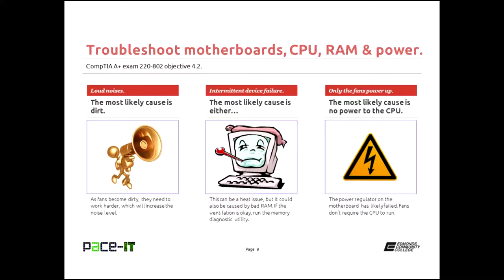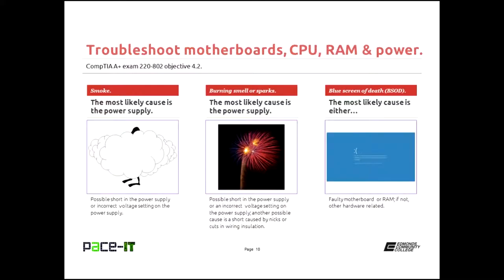So you hit the power button and only your case fans spin up. Well, the most likely cause is that you're not getting power to the CPU. And why is that? Well, more than likely that's because the power regulator on the motherboard that supplies the power to the CPU has fried. It's no longer operational, and the only thing that operates without power to the CPU are the case fans. Next up, smoke.